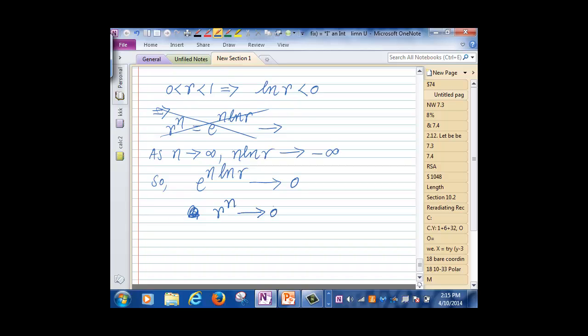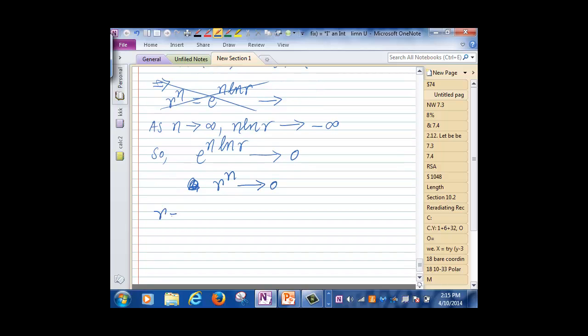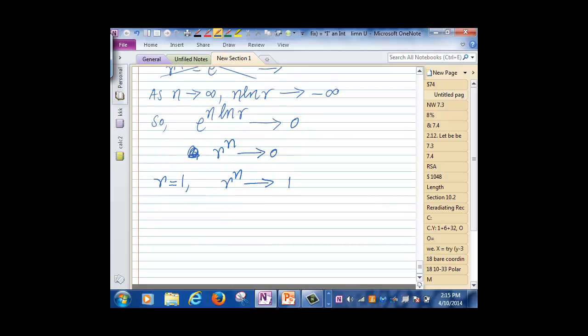So this is in the case r is between 0 and 1. When r is between 0 and 1, the limit of r to the n is 0. Doesn't it make sense? If r is half, then half to the n will obviously go to 0. How about when r is 1? Then the limit of r to the n is obviously 1. If r is 0, then r to the n still goes to 0, since 0 to the n is 0. Everybody is okay with that?